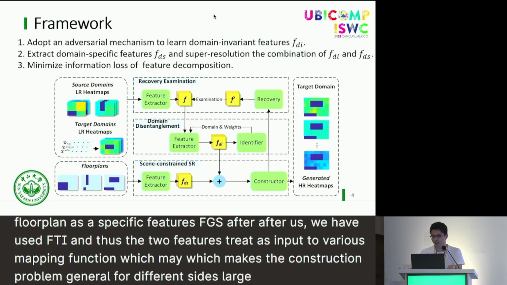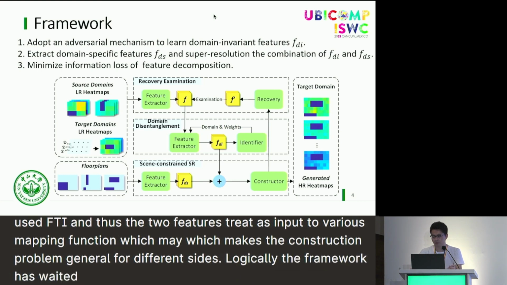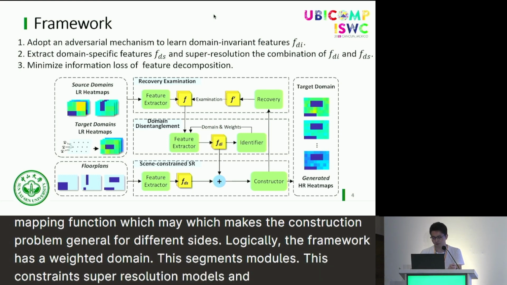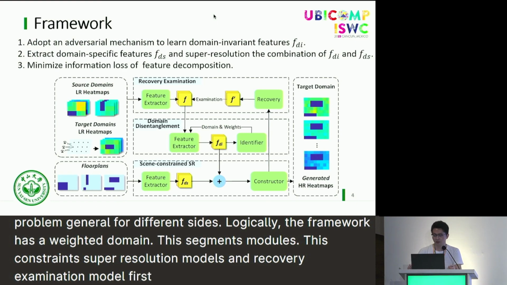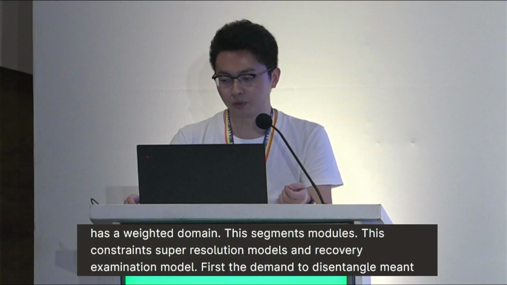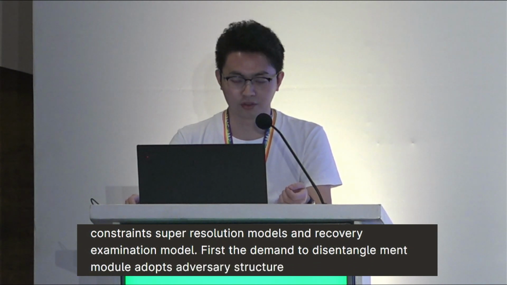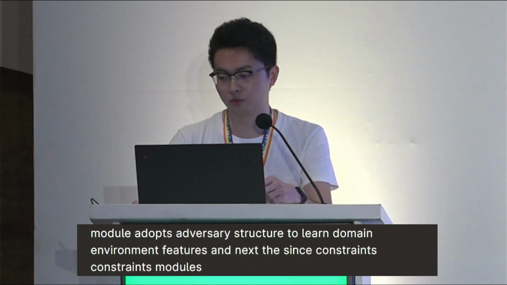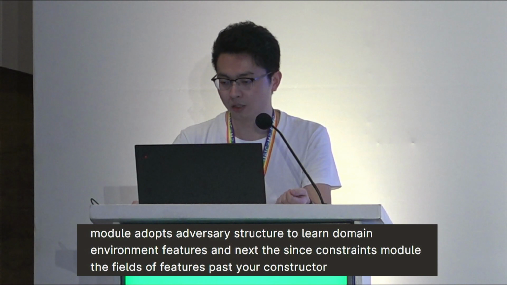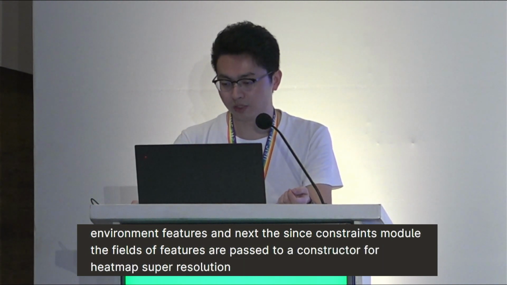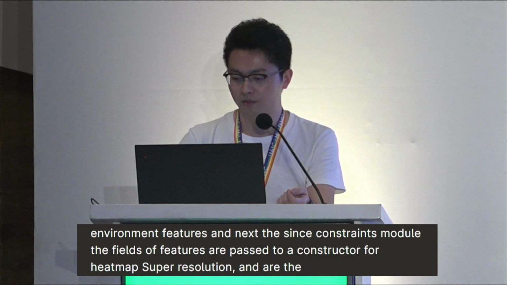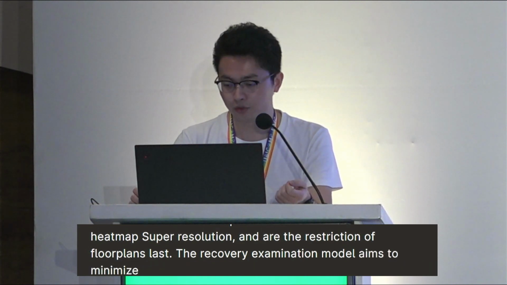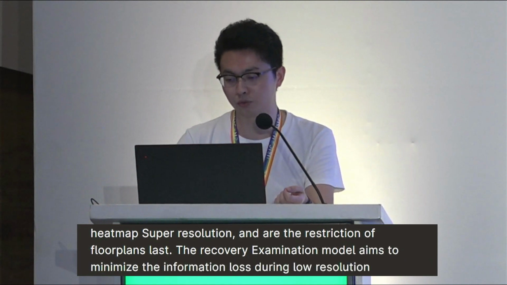Logically, the framework has a weighted domain disentanglement module, a signal constraint super resolution module, and a recovery examination module. First, the domain disentanglement module adopts an adversarial structure to learn domain invariant features. Next, in the constraint module, the fused features are passed to a constructor for heat map super resolution and the restriction of floor plans. Last, the recovery examination module aims to minimize the information loss of low resolution features after being divided into two parts.